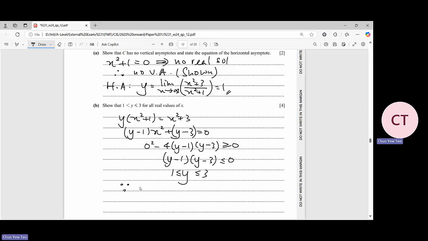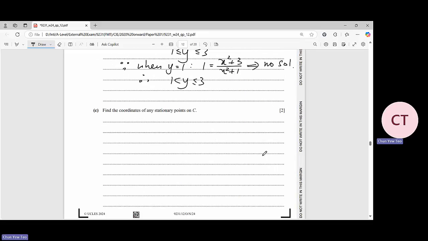Because when y is equal to 1, 1 is equal to x squared plus 3 over x squared plus 1. Okay, this is a 3. This one has no solution. Therefore, your range of y is only between 1 and 3, not including 1, but including 3.